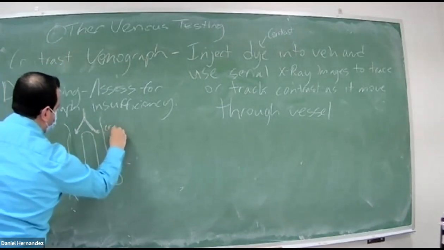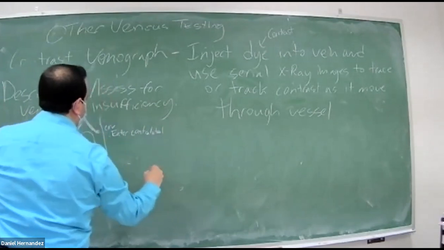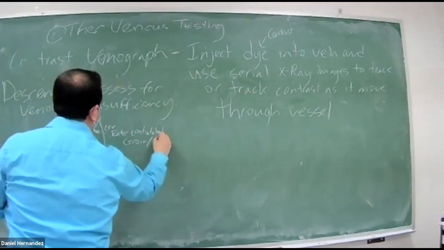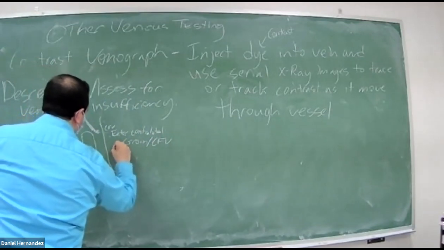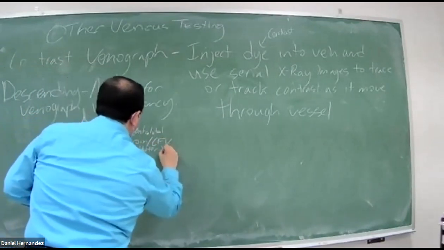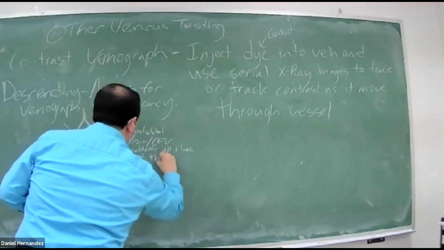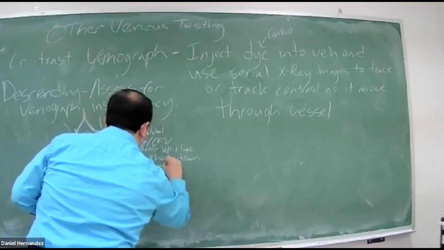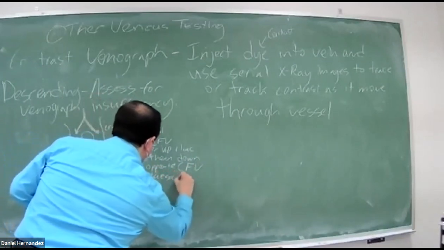So they'll enter the contralateral groin, say the femoral vein, and run the catheter up the iliac, and then down to the opposite common femoral vein and release contrast.